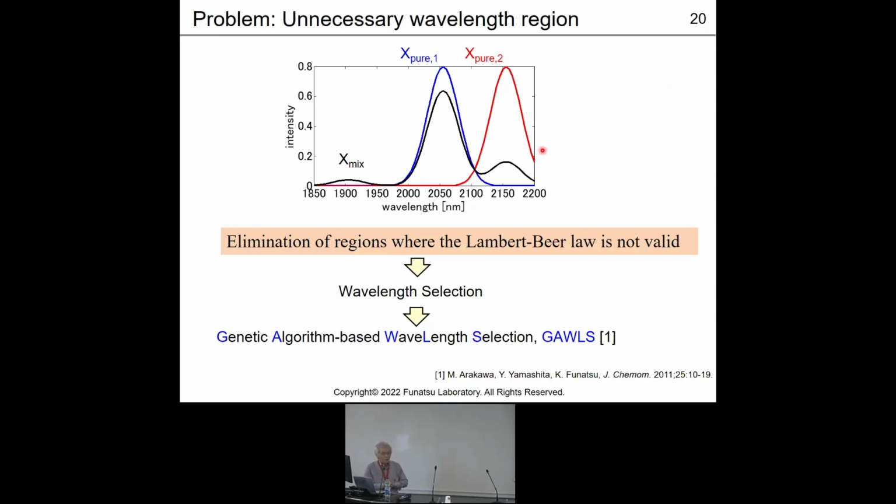But Lambert-Beer's law is not always perfect across the whole range of the infrared or near infrared spectrum. Unnecessary wavelength regions always exist. In this case, these areas are useful for Lambert-Beer's law, but unfortunately these small peaks are unnecessary for Lambert-Beer's law. So we need to eliminate the regions where the law is not valid. Wavelength selection is strongly needed in this case. For this purpose, we developed a genetic algorithm-based wavelength selection, namely the GAWS method.